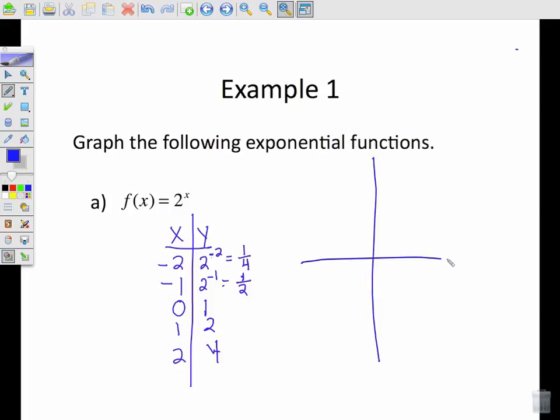So we're going to plot these points. We've got 0, 1. We've got -2, 1/4. -1, 1/2. We've got 1, 2, and 2, 4. So something that you're going to have to do is be able to graph these functions by hand. One of the main things. Now, we also want to notice some of the asymptotes. You can definitely see that y equals 0 is my horizontal asymptote. You can also see that the domain is from negative infinity to positive infinity.